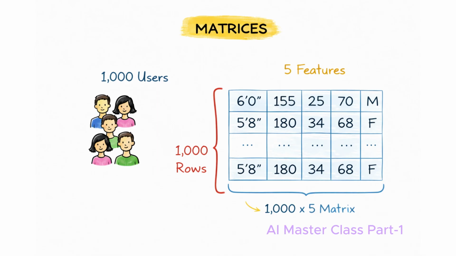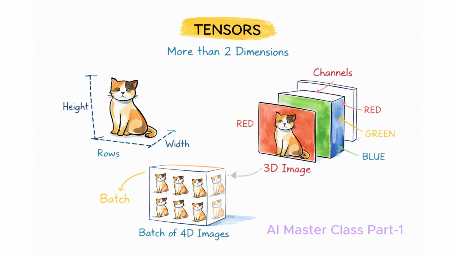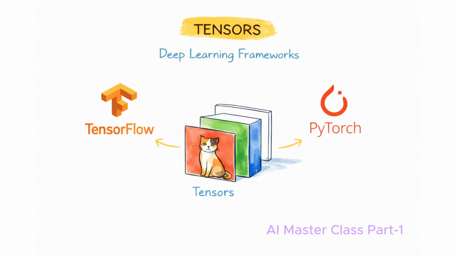Now when things get even more complex, we start using tensors. A tensor is just a general name for data that has more than two dimensions. A very common example is an image. An image is not just height and width. It also has color channels like red, green, blue. So an image becomes a 3D structure with height, width, and channels. And if you take many images together as a batch, then it becomes four-dimensional. Now, deep learning frameworks like TensorFlow and PyTorch work almost entirely with tensors because real world data is rarely so simple that it can be represented with vectors or matrices only.